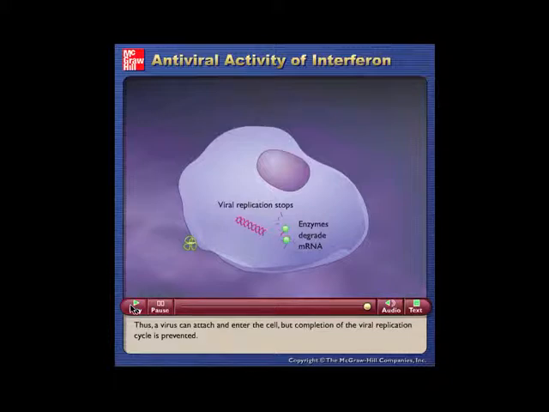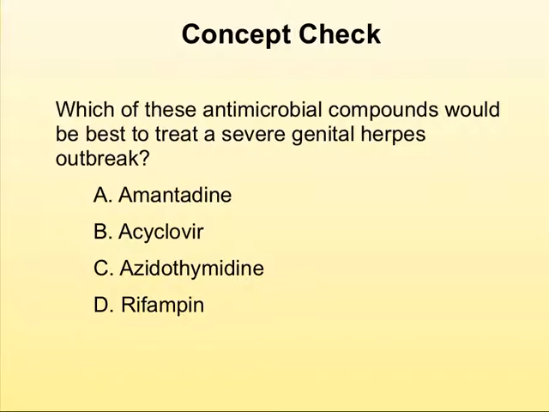So this is a pretty cool technology that we have stolen from the immune system and are now using biotechnology to make this interferon protein so that we can better fight some viral and cancerous invasions. Before we move on, let's have a quick concept check. Which of these antimicrobial compounds would best treat a severe genital herpes outbreak? Well, again, just checking to see that you're awake. Acyclovir we just covered. The other three of these are involved in AIDS treatments.